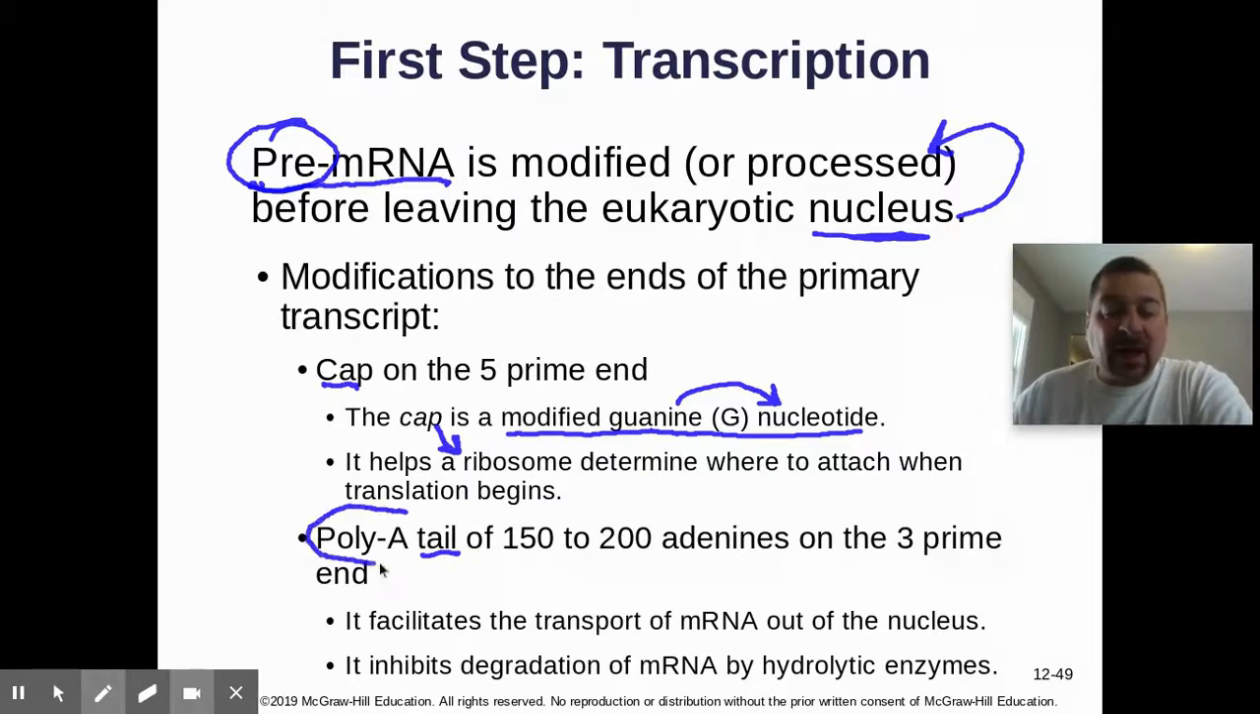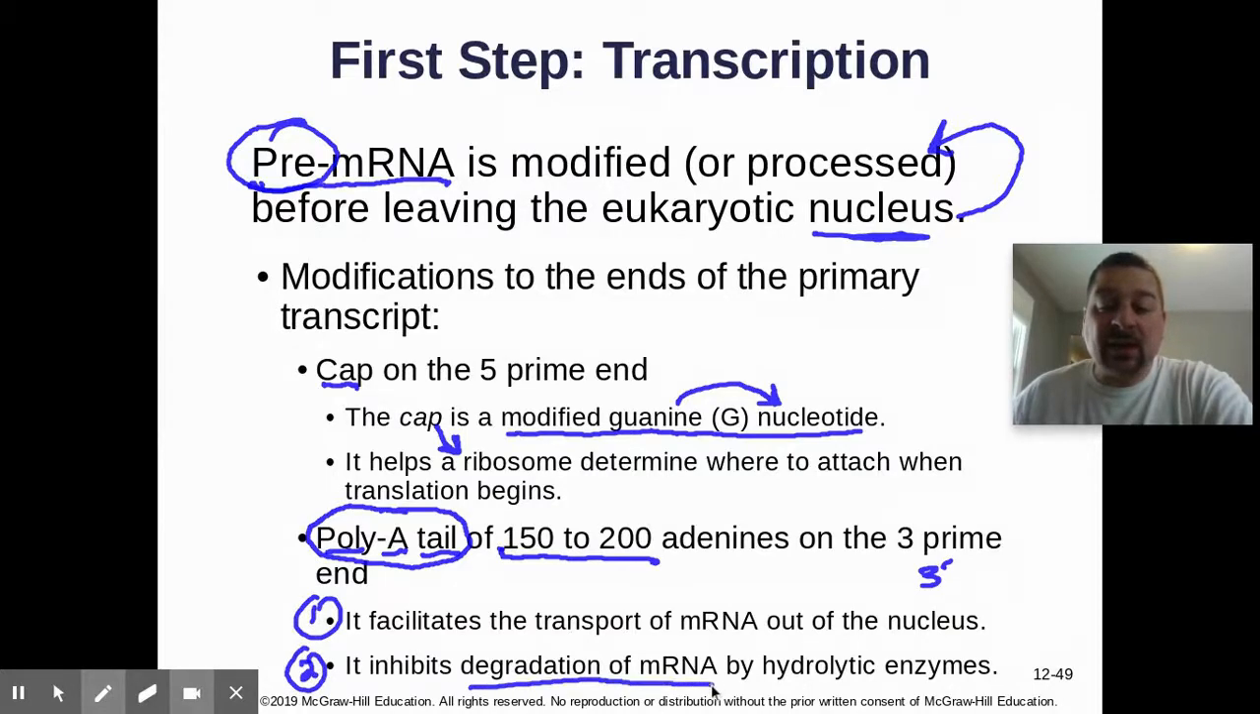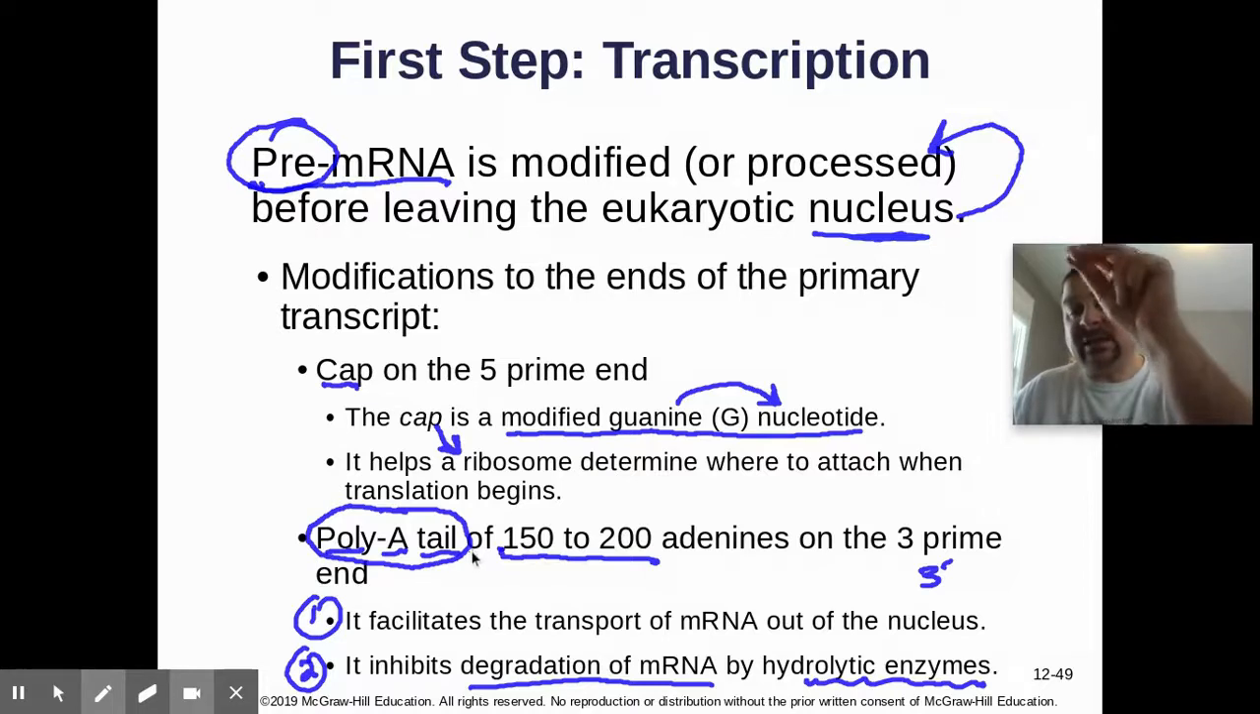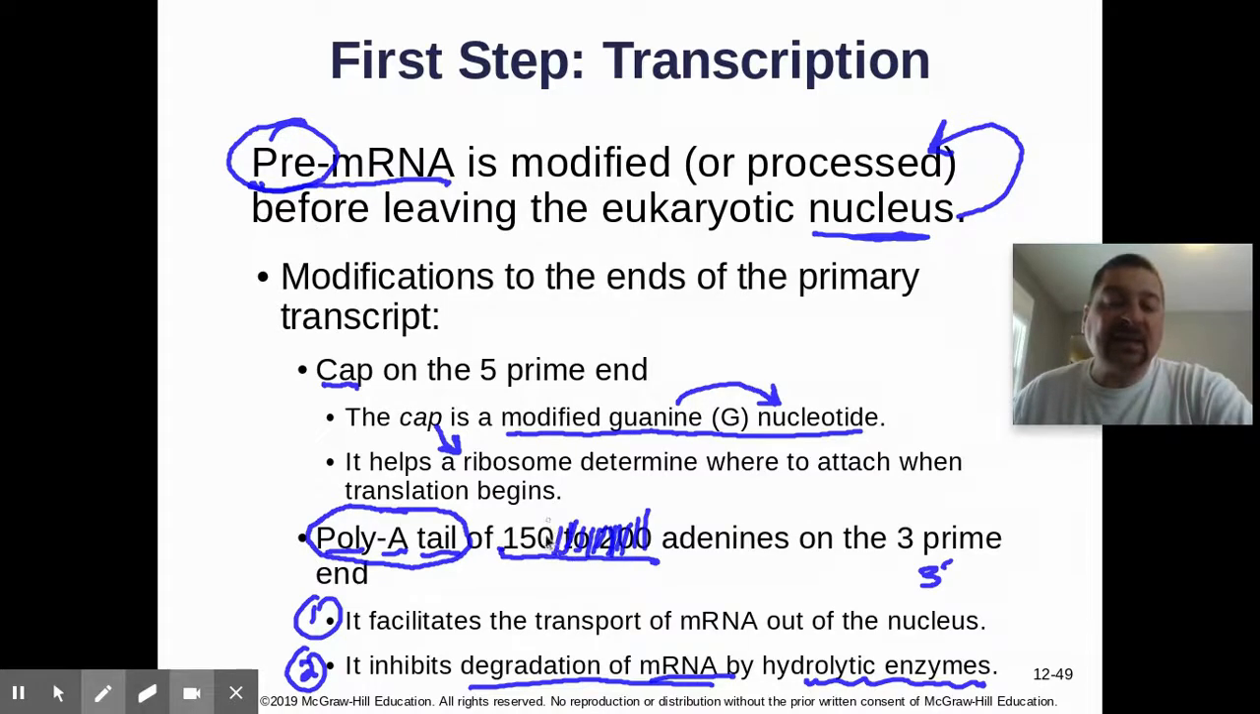On the end, we add a poly-A tail. Poly, remember, means many. Adenine, adenine, adenine, up to 150 to 200 adenines go on the 3' end. This helps, number one, get it out of the nucleus, and number two, it inhibits degradation of the mRNA. There are hydrolytic enzymes out in the cytoplasm that will start to break down the ends, and if they get into the gene, it's not going to make a functional protein. Think of the poly-A tail as something nipping at your heels. As these enzymes nip at the heels of this mRNA, they just clip off some of these adenines, so it takes a while before it degrades enough that it doesn't work anymore. So the poly-A tail is a buffer or protection when it gets out of the nucleus into the cytoplasm.